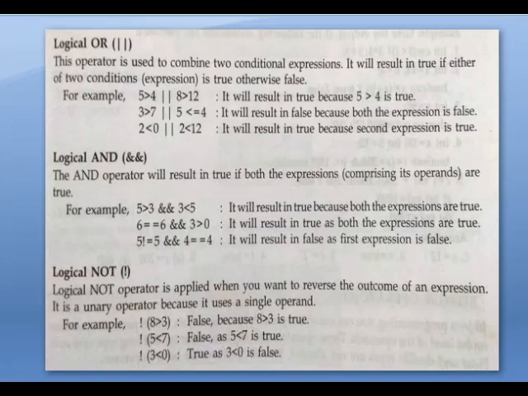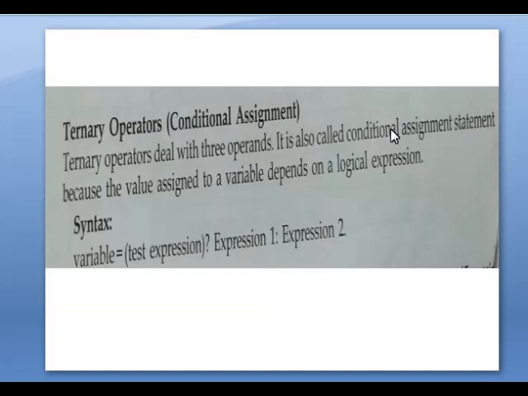Next one is ternary operator. Ternary operator is otherwise called the conditional assignment operator. So ternary operator deals with 3 operands. It is also called a conditional assignment statement because the value assigned to a variable depends upon the logical expression. So the syntax of the ternary operator is first variable, then we have to check one condition. If the condition is true, it will take expression 1 as the output. If the given condition is false, after the colon expression 2 is there, it is the output.